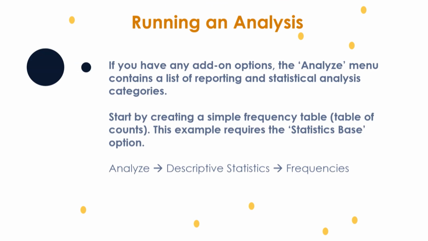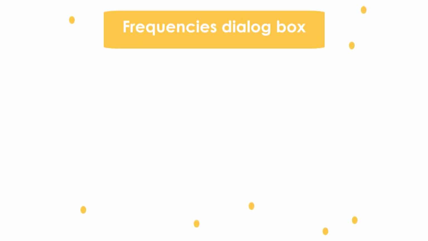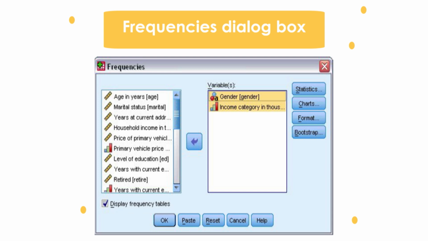How to run an analysis? If you have any add-on options, then the Analyze menu contains a list of reporting and statistical analysis categories. Start by creating a simple frequency table, that is, a table of counts. This example requires the Statistics Base option. So, how do we do that? Go to Analyze, choose Descriptive Statistics, and from that choose Frequencies. The Frequencies dialog box will look like this. Now you can see on the left-hand side we have the list of variables, and on the right-hand side we have chosen the variable for which we need the frequencies.